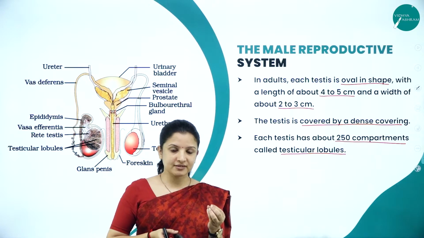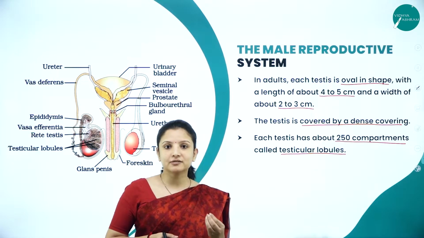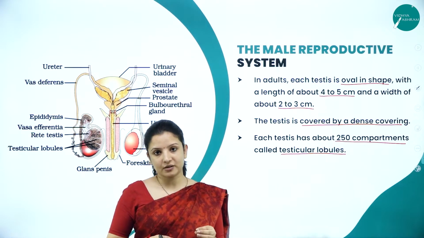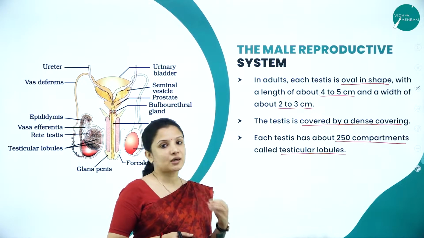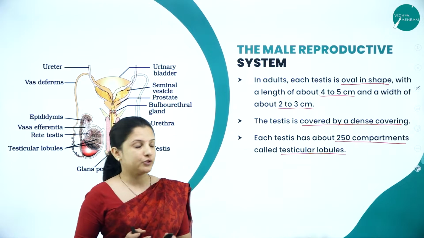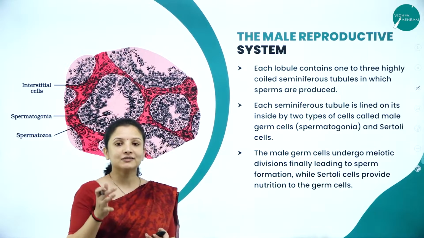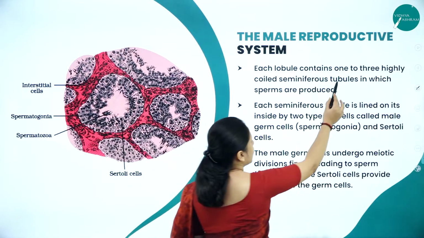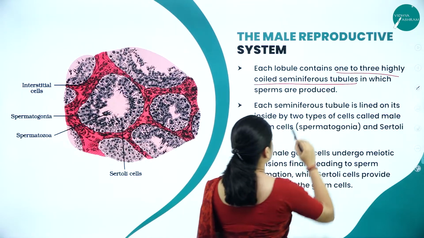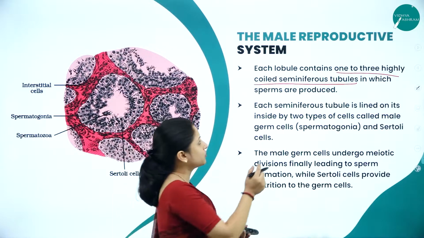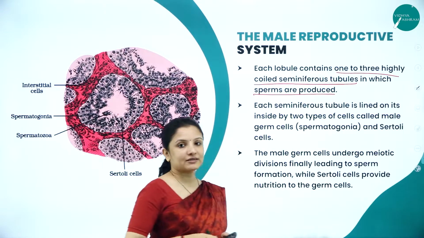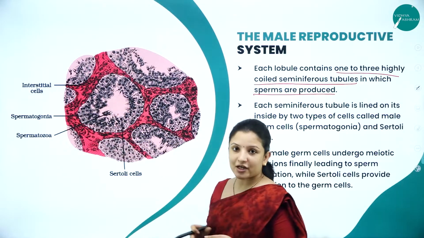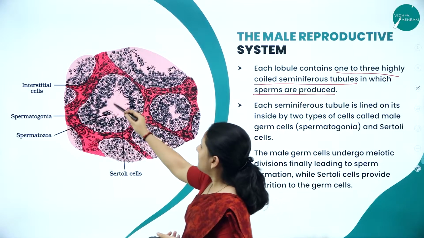So outside, the scrotum is there, which forms a pouch. Inside the scrotum, what is there? Testis is there. Inside the testis, what is there? There are 250 compartments which produce sperms, and those compartments are called as the testicular lobules. And what is there in each lobule? Let us look into it. In each lobule, there are about 1 to 3 highly coiled seminiferous tubules, and it is in these seminiferous tubules that the sperms are produced. If you can see here the diagram, this is the diagram of the section of a testis, wherein you can find compartments, right?